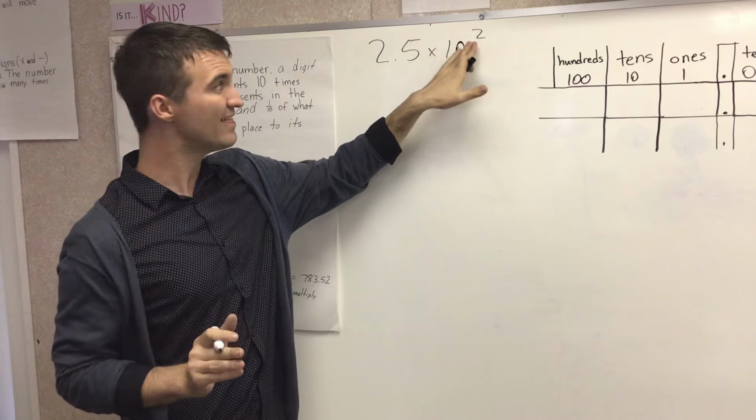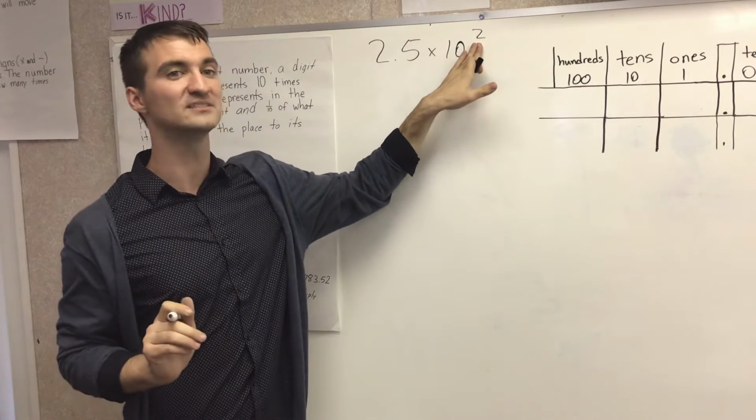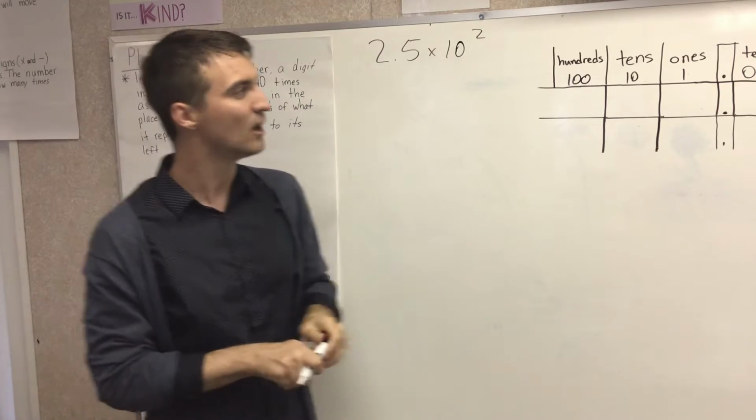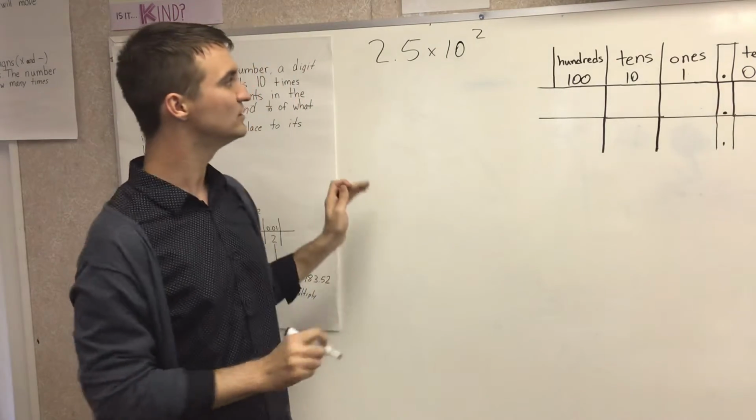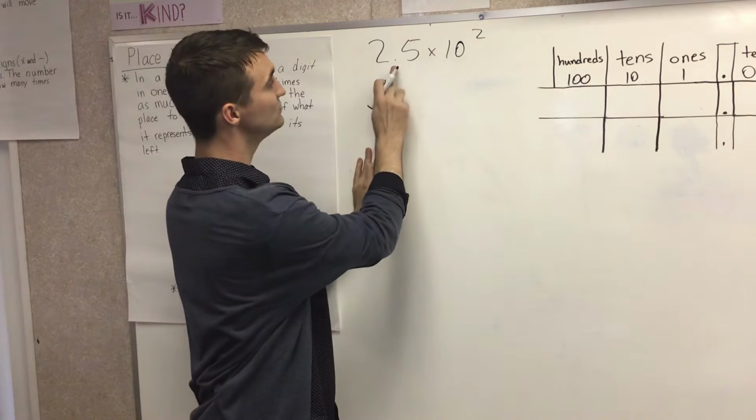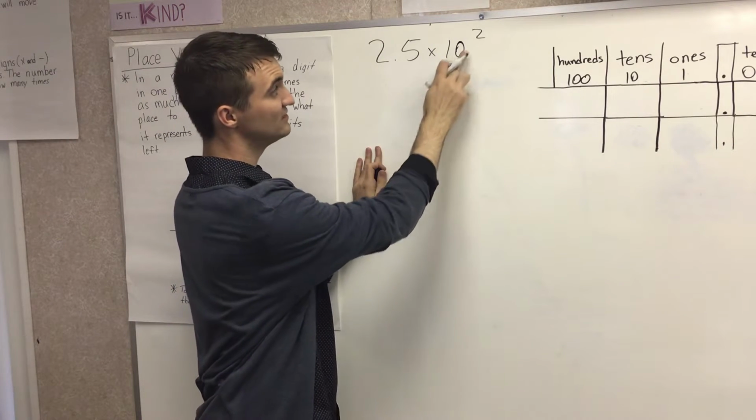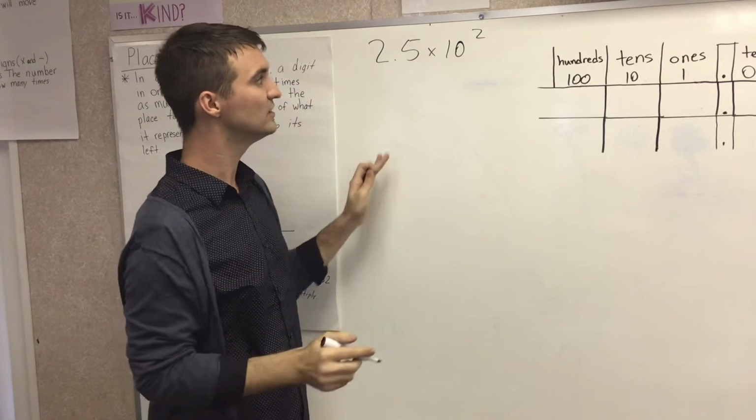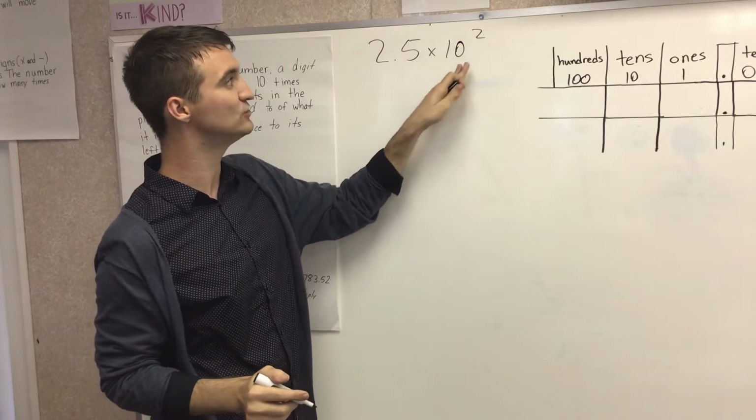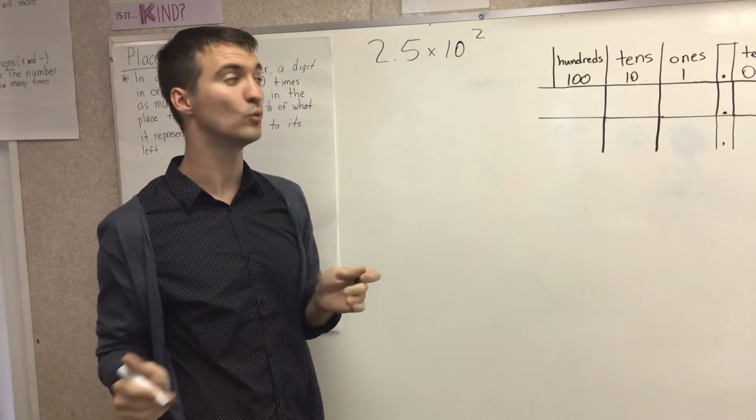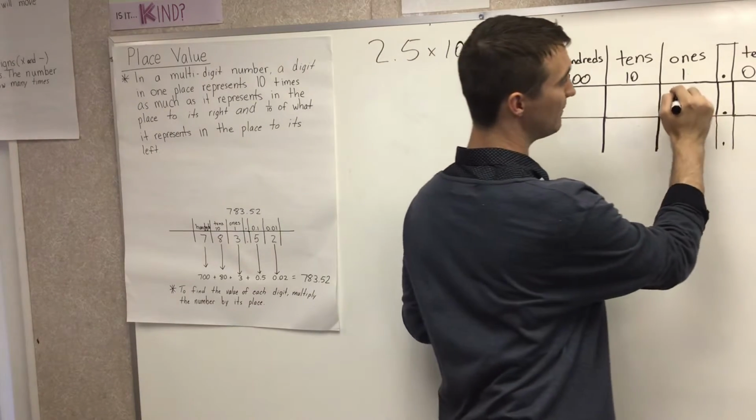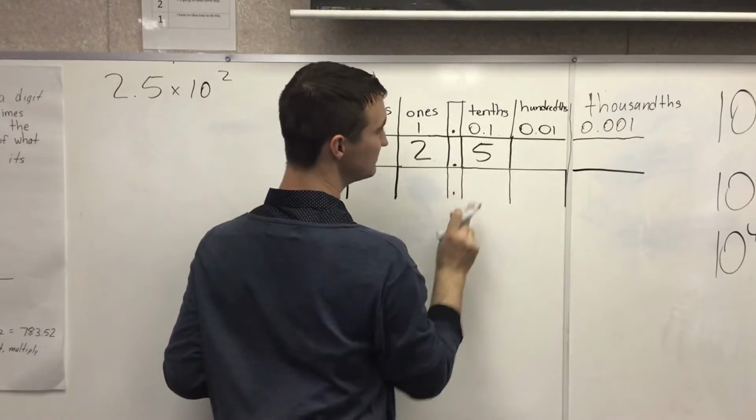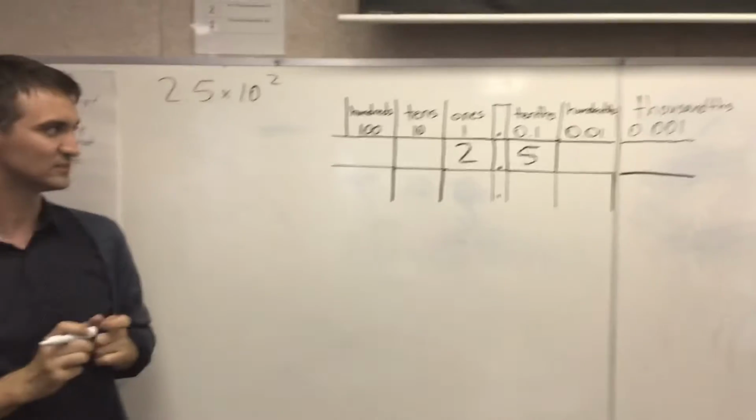2 is our exponent. This 2 is very important because it's going to tell us how many times we are going to move our numbers on our place value chart. So think of it like this. It's 2.5 times 10 to the second, and 10 to the second is 100. So you could say 2.5 times 10 to the second power, or 2.5 times 100. So I'm going to go ahead and line up my numbers here. I have a 2 in the ones place and a 5 in the tenths place.